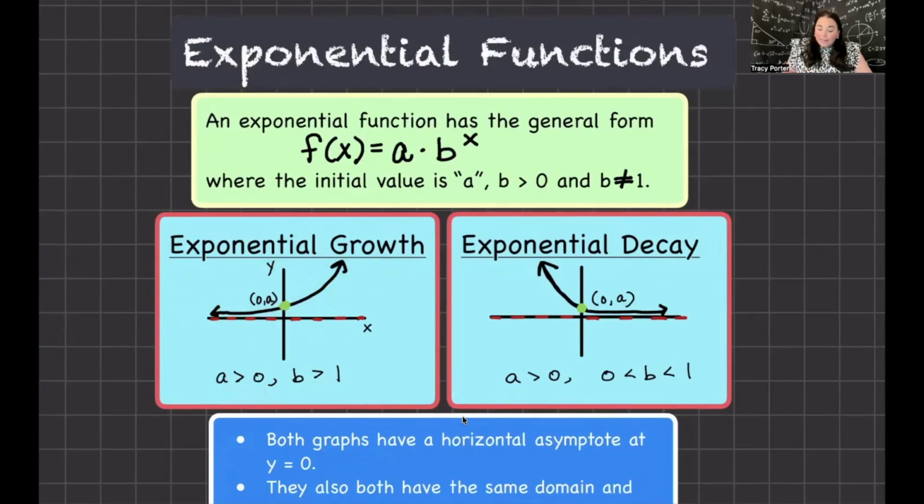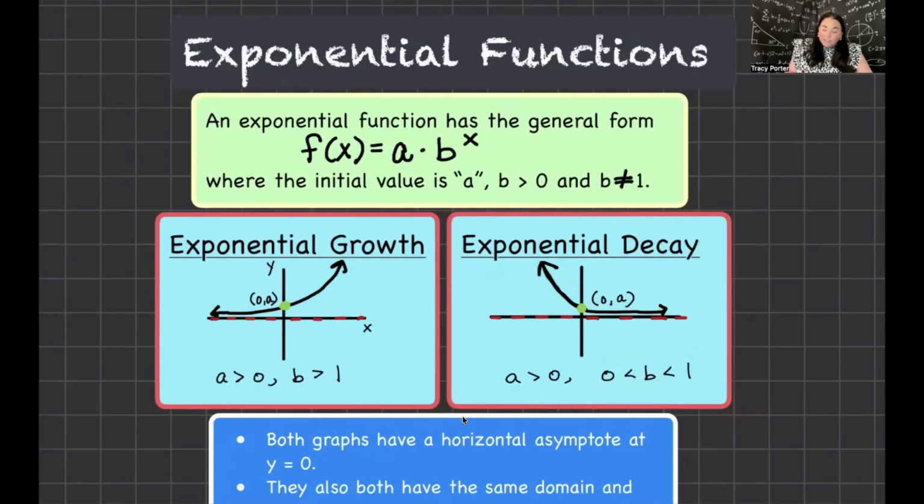And if b is in between 0 and 1, so it's some number less than 1, but of course it always has to be positive, as we said above, then you're going to have a decaying function or a decreasing function.